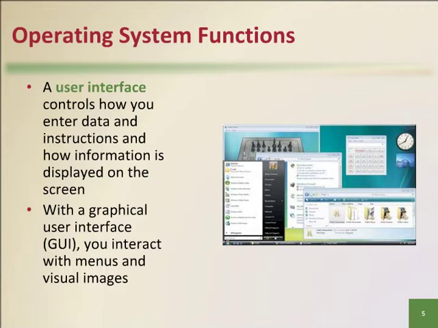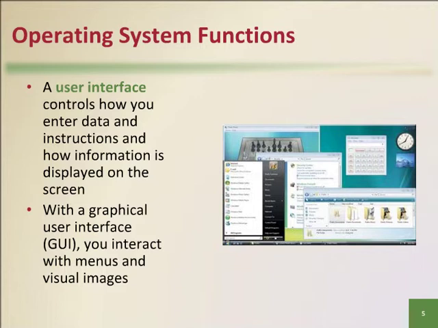The user interface controls how you enter data and instructions and how information is displayed on the screen. There are two types of user interfaces: graphical user interface, called GUI, and command line interface. Most computer users find a graphical user interface easier to use. This is the interface most users work with today.